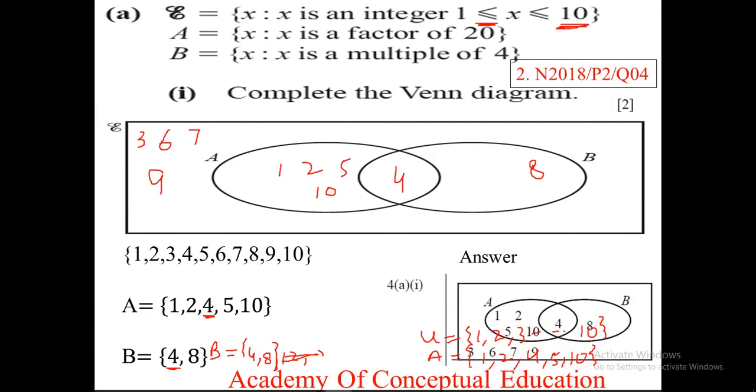3, 6, 7, 9 will be in the rectangular box which represents the universal set, and in circle A we will write 1, 2, 5, 10, and at the intersection of A and B we will write 4, and in circle B we will write the number 8.